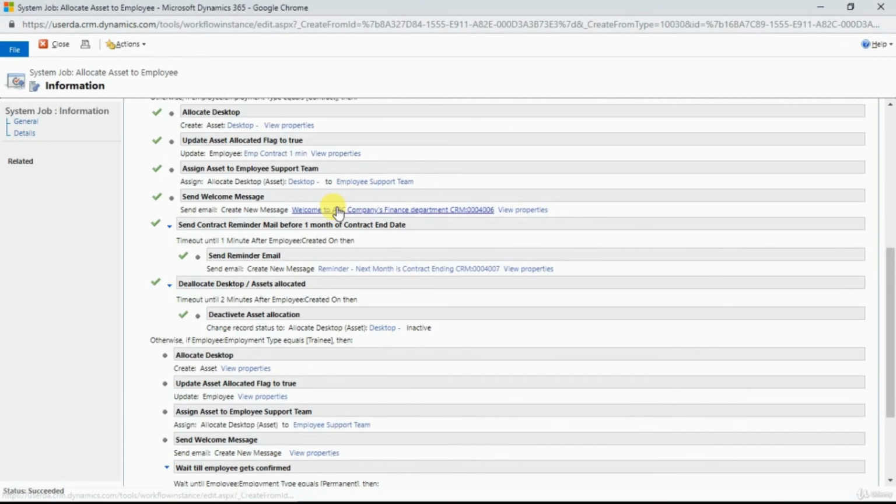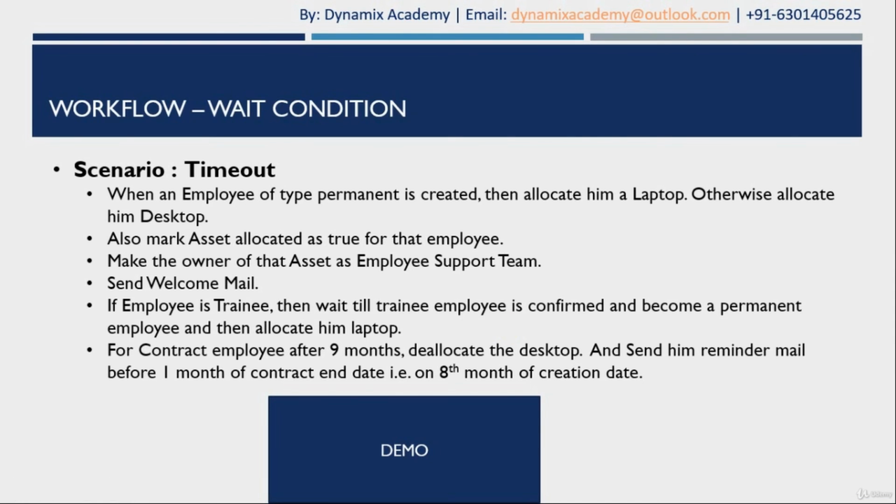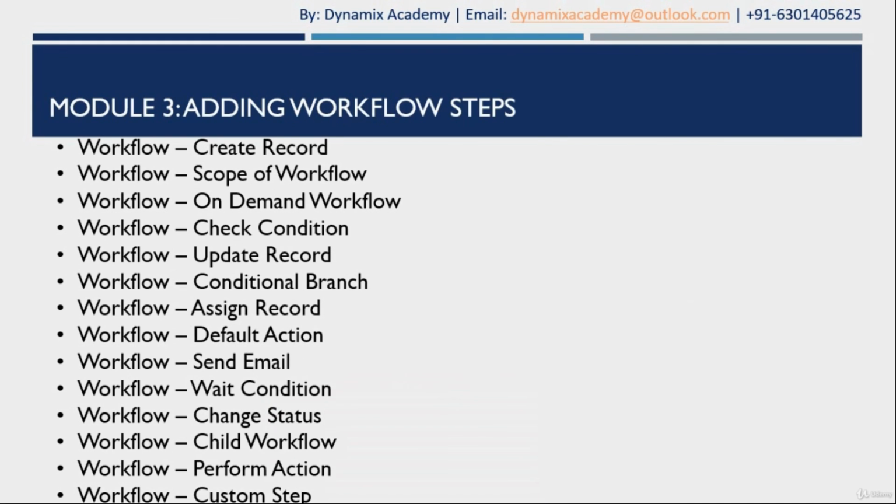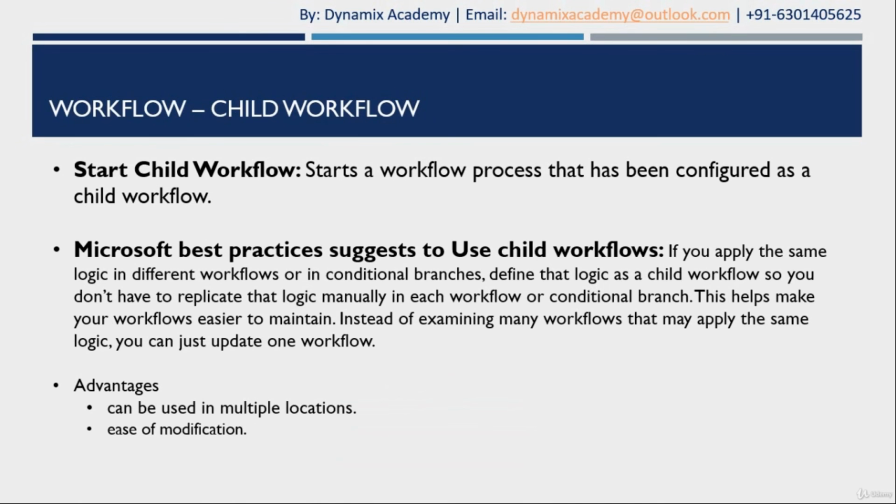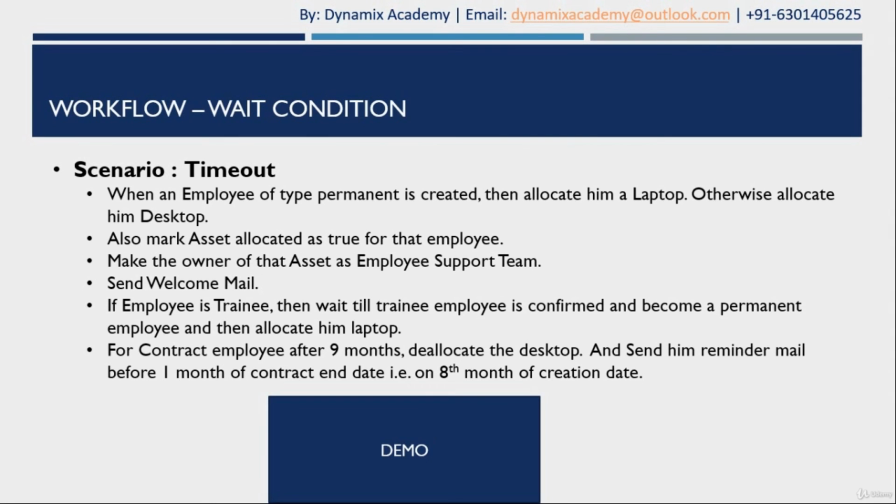So this is how you can use wait conditions and timeout in your workflow. Now you clearly understand at what time you can use wait condition and what time you need to use timeout. Timeout is for a specific duration, while wait condition will wait till a specific action has been taken on that particular record. And on that note, I will end this lecture. In our next lecture, we will see how you can use child workflows within your workflow.